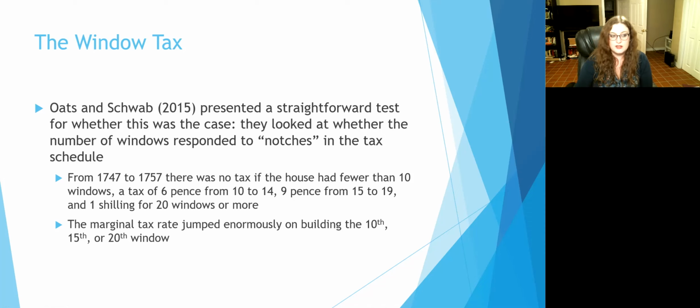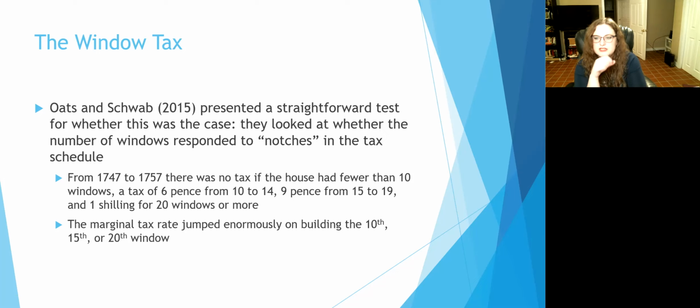Then let's say that you were balling. You had between 15 and 19 windows. If you had between 15 and 19 windows, you got taxed 9 pence. And then let's say you're McMansioning, you have over 20 windows, you got a whole shilling as your tax. Well, okay, if you needed to make a decision on how many windows you're going to put in your house, let's think about that. If you have fewer than 10, you don't get taxed. So there's a big incentive to have only 9 windows, right? It's as many windows as you can have without getting taxed.